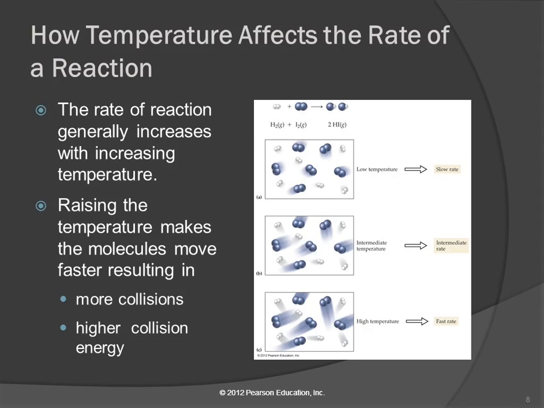Temperature affects the rate of a reaction. We find that usually the rate increases with increasing temperature. That's because raising the temperature makes the molecules move faster. So here we have molecules moving slowly. Here we have molecules moving faster. When they're moving faster, they're going to run into each other more.